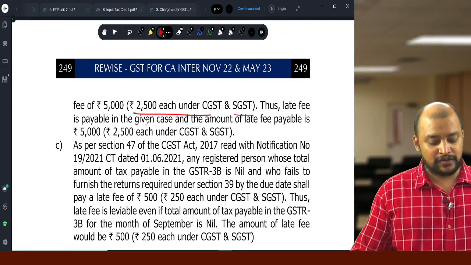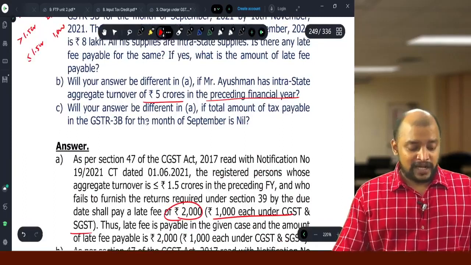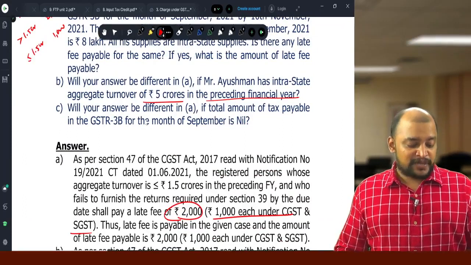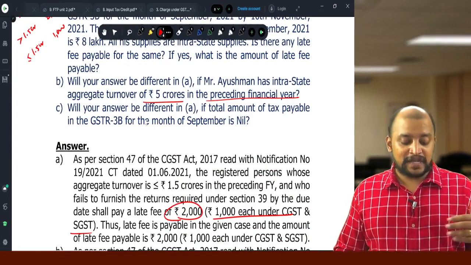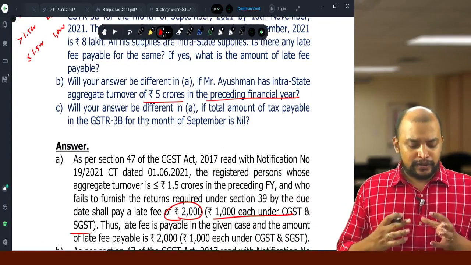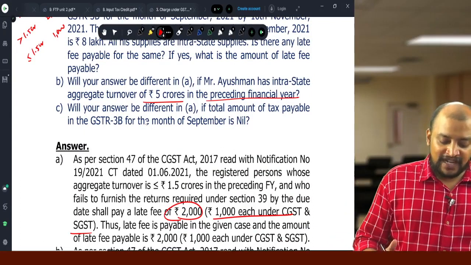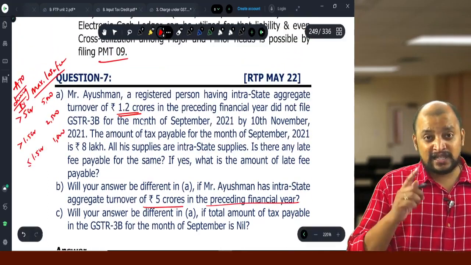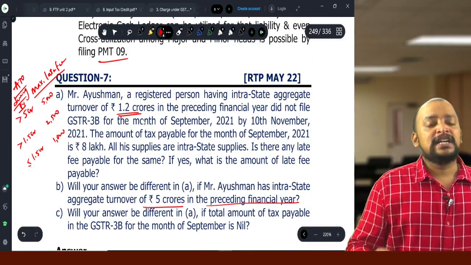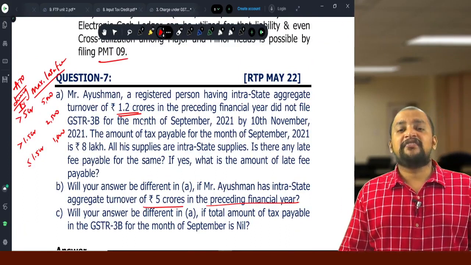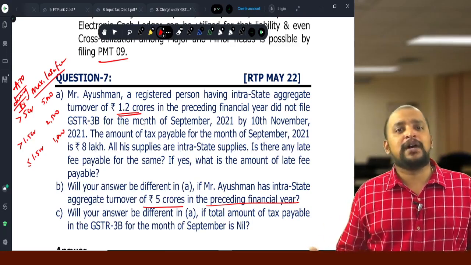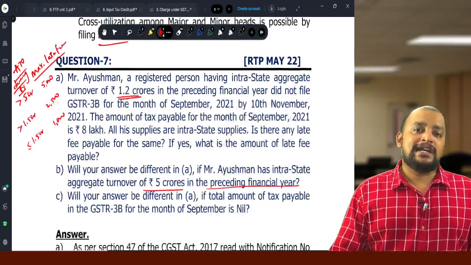So total 5,000. And next one, will your answer be different in A if the amount of tax payable in GSTR 3B for the month of September is nil? So what will happen if it is a nil return? The earlier figures apply only if there is some tax value. If it is a nil return, the late fee will be 10 rupees per day, subject to maximum 250 under CGST.